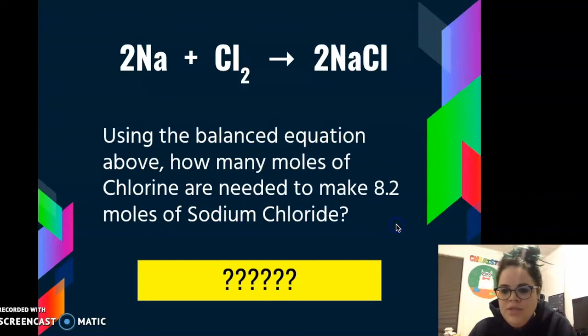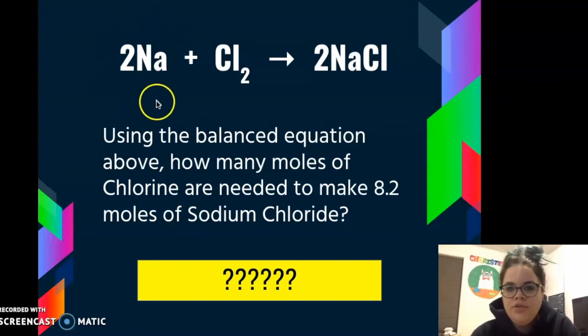All right, so now let's jump into an actual question. I'm going to give you a chance to try it on your own now and then put your answer in the Edpuzzle. This is not graded, I just want you to try it, and then I'll go through the work. Using the balanced equation above, how many moles of chlorine are needed to make 8.2 moles of sodium chloride?